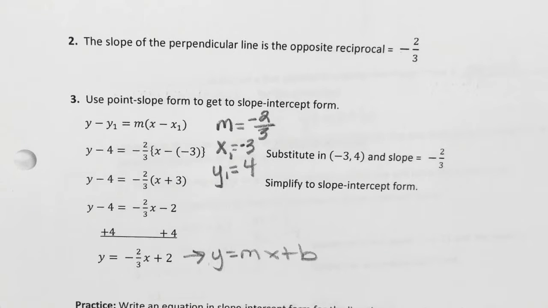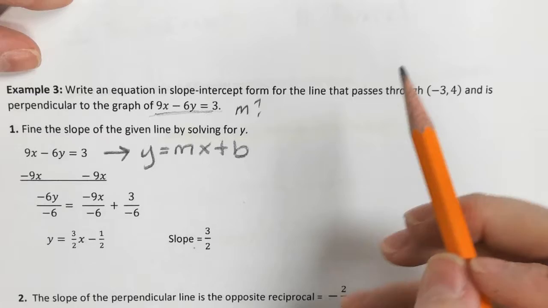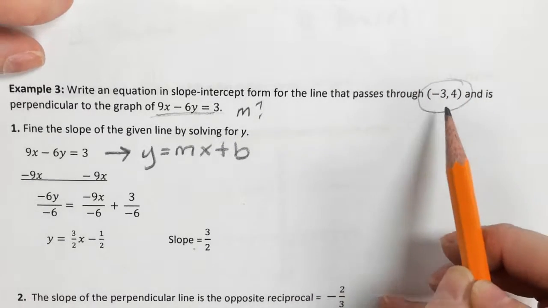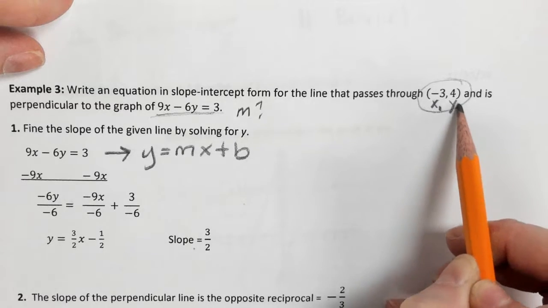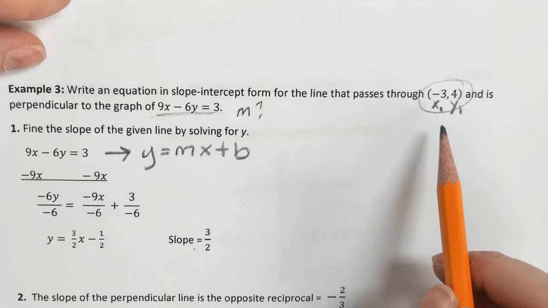Wilson? Will x1 always be negative? No. x1 comes from the ordered pair that it gives you. So this first number is x1. That one. So no, it's just a coincidence.